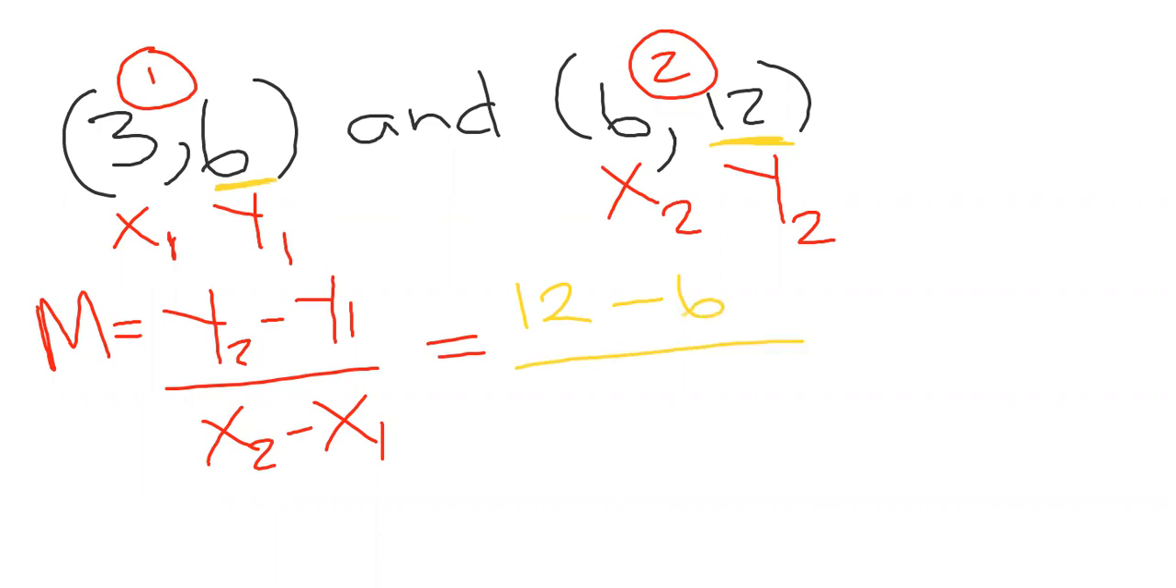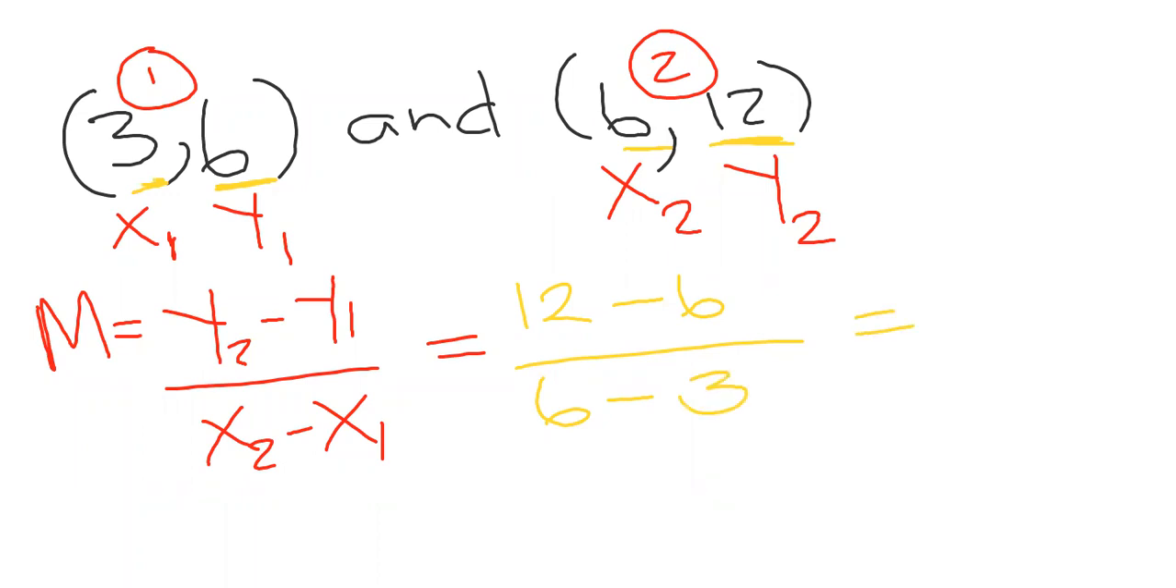Then we move down. We look for the value of x2. What is the value of x2? The value of x2 is 6. So we put it here. Minus x1. What is the value of x1? It is 3. Then work it out.